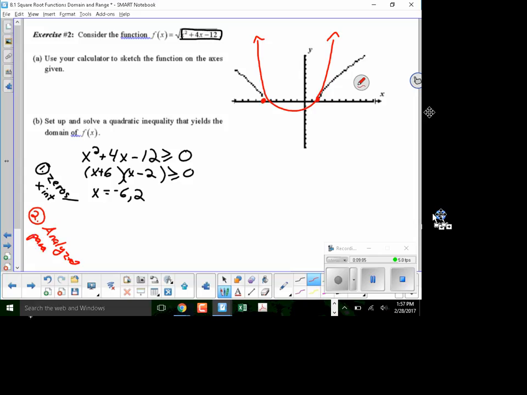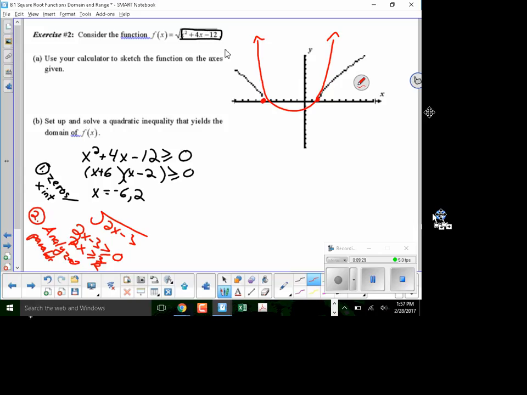But it could be a linear. In other words, you could have the square root of 2x minus 3. You would do the same thing. You would say 2x minus 3 is greater than or equal to 0. Add the 3. 2x is greater than or equal to 3. Divide by 2. There's your domain. x is bigger than 3/2 or equal to. So if you recall that from way back in the beginning of the school year, that's what we were doing.